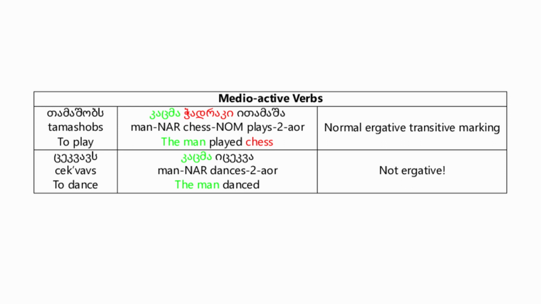But it is medioactive because it is in control of the action, the running that is taking place. The transitive medioactive verbs like to play, tamashoba, display ergativity with the agent in the narrative case and the object in the nominative. But if we look at an intransitive medioactive verb in the aorist tense like sekvavs, to dance, we see that it also takes its subject in the narrative.